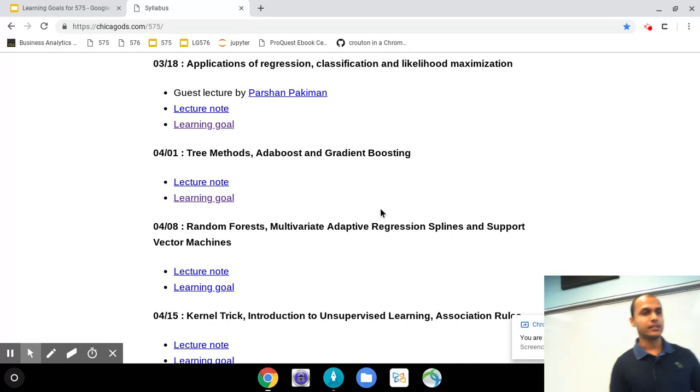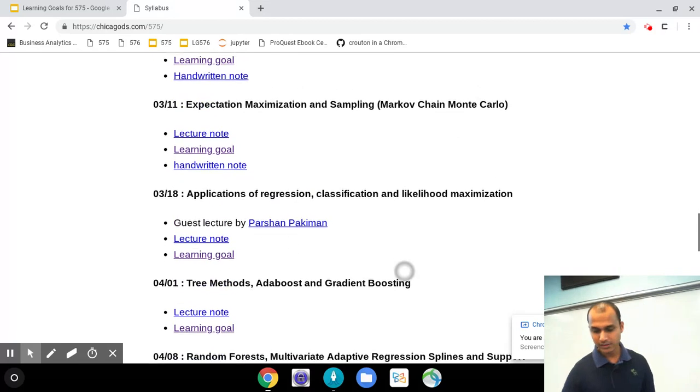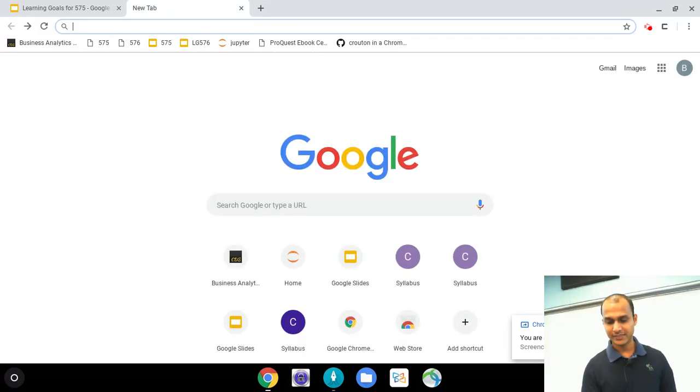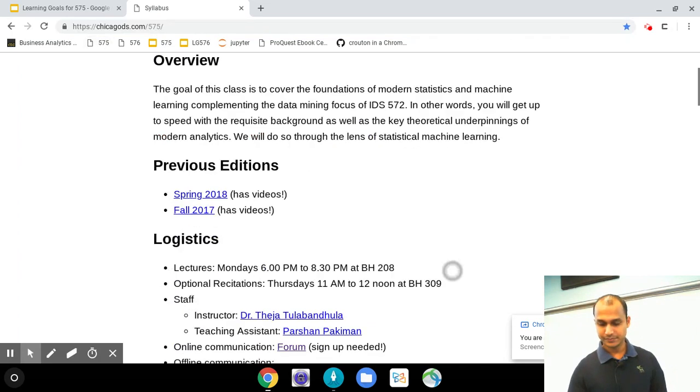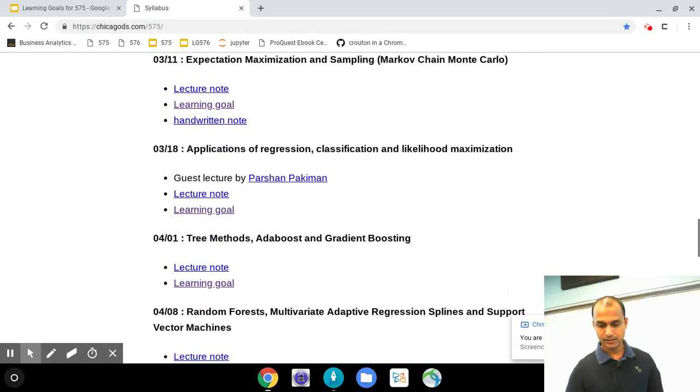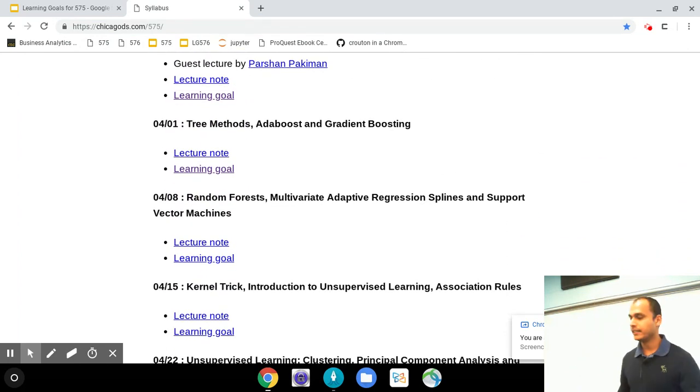Okay, so just as a big picture, now we're really moving into nonlinear methods. Today we're going to look at tree methods, Adaboost, and gradient boosting. The next couple of lectures are going to be random forests, and another example of a nonlinear method called multivariate adaptive regression splines. And then we'll get to support vector machines.